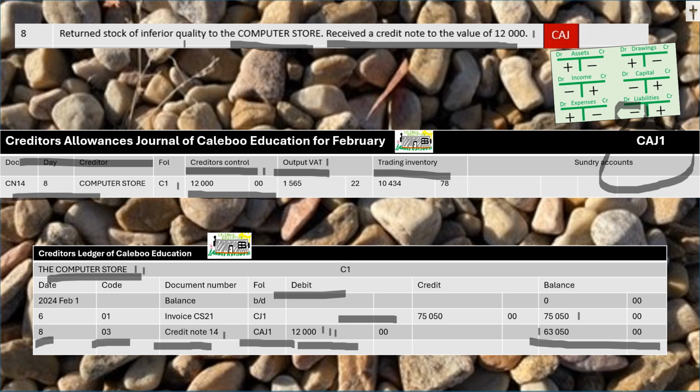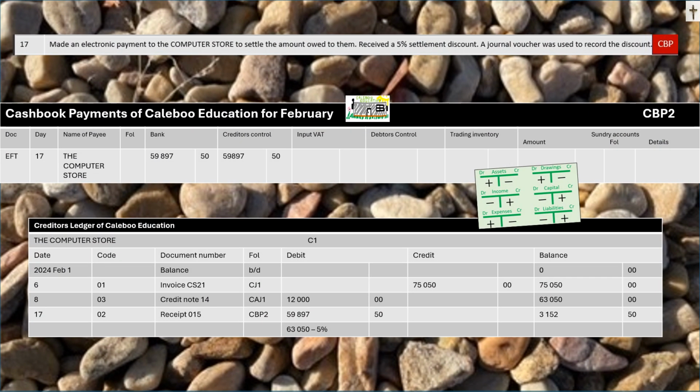So the balance has gone from 75,050 minus 12,000, and the balance owing on the 8th after this credit to the computer store is 63,050. Then on the 17th, we made a payment to the computer store to settle the amount owed to them. That means the balance must end up as 0.